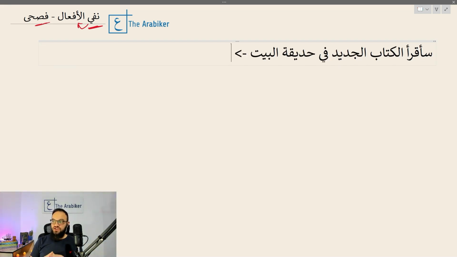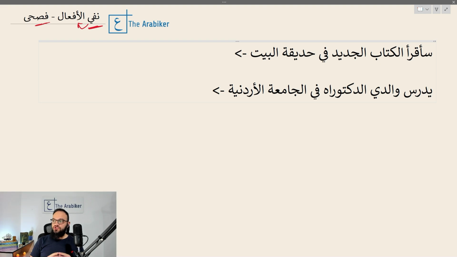سأقرأ الكتاب الجديد في حديقة البيت, which means I will read the new book in حديقة البيت, in the house's garden. The second sentence that we have is a present one. يدرس والدي الدكتوراه في الجامعة الأردنية, which means my father, والدي, my father studies the PhD, the doctorate, في الجامعة الأردنية, in the Jordan University.